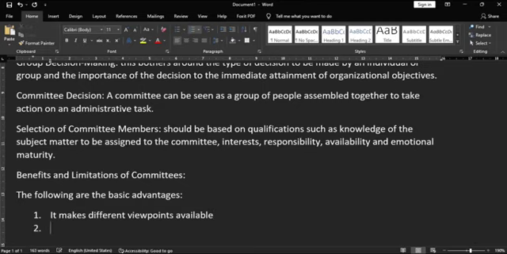2. Better coordination. Committee decisions help to promote better coordination in the company.